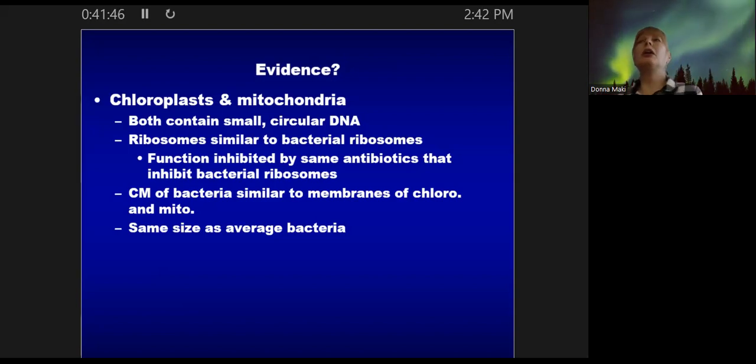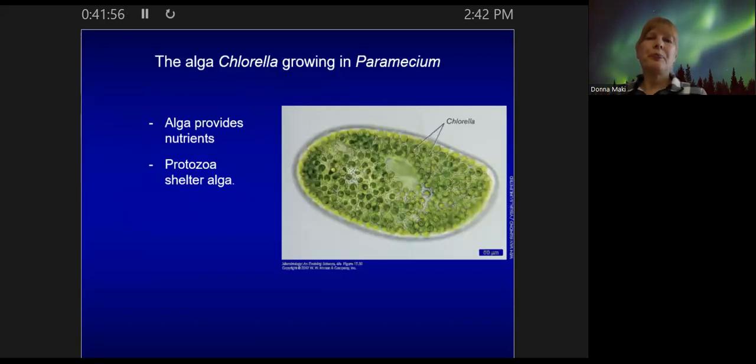So endosymbiosis theory, is this ringing bells? Okay, it should. I'm guessing in your intro biology and in the evolution class. So here's an example of a cell within a cell. Here you have the big cell, which is algae.